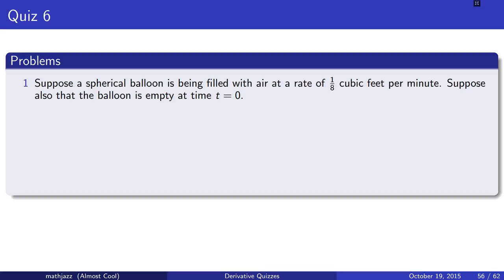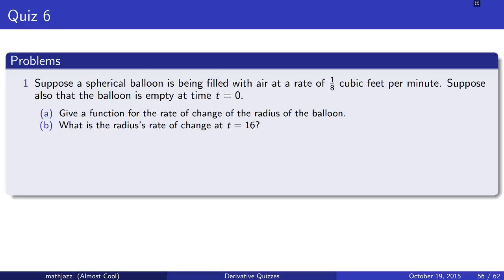Problem 1. Suppose a spherical balloon is being filled with air at a rate of 1/8 cubic feet per minute. Suppose also that the balloon is empty at time t equals 0. A. Give a function for the rate of change of the radius of the balloon. B. What is the radius's rate of change at t equals 16?